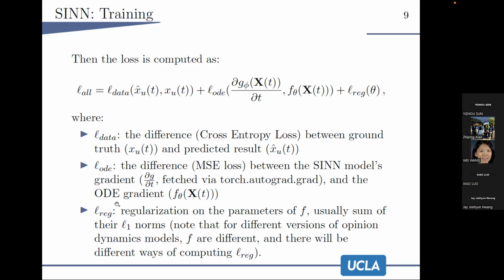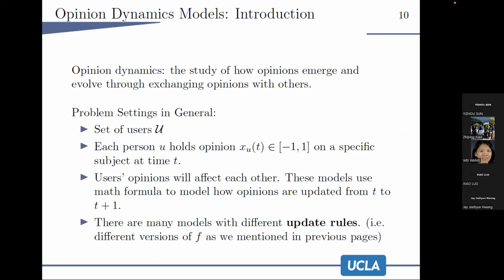And some other terms are evaluating how accurate the prediction is, and the last term is just a regularization term on the parameters of F, which is like the parameters of the ODE functions.